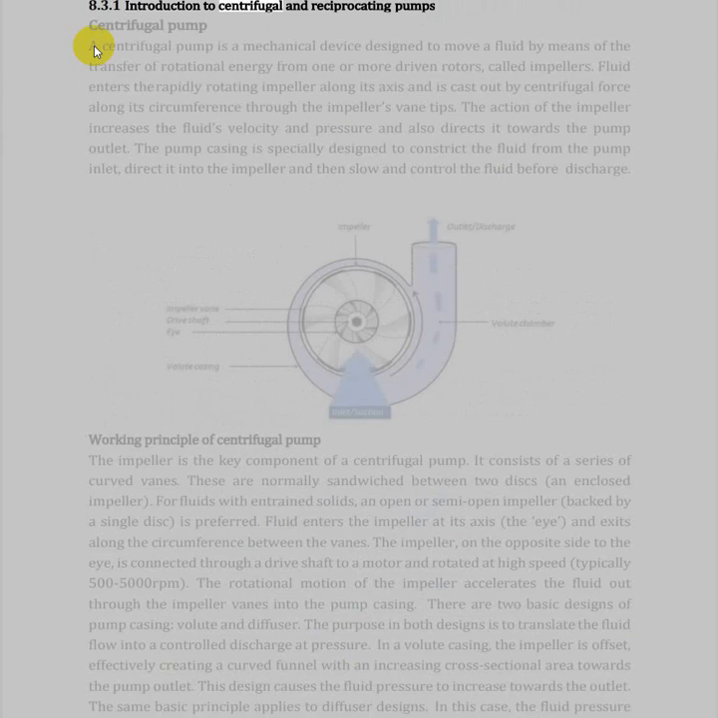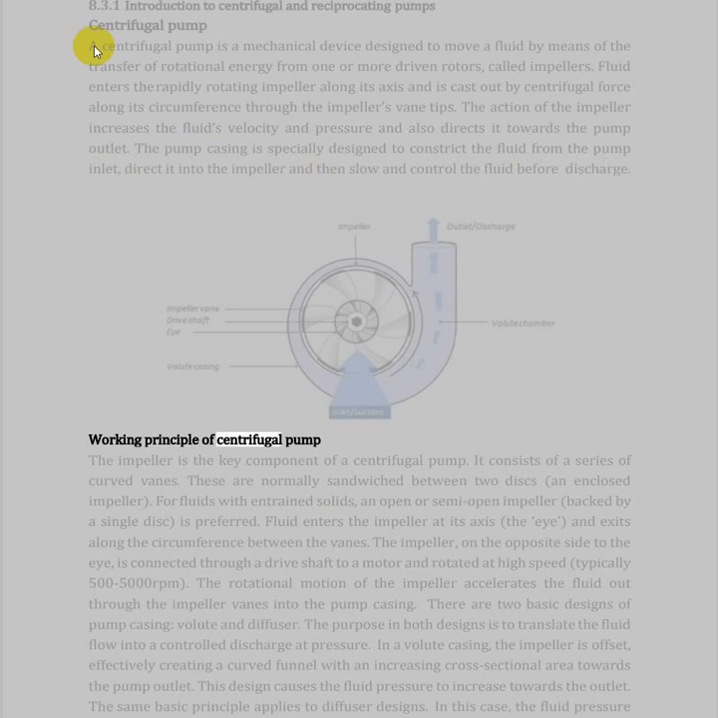8.3.1 Introduction to centrifugal and reciprocating pumps. Centrifugal pump. A centrifugal pump is a mechanical device designed to move a fluid by means of the transfer of rotational energy from one or more driven rotors, called impellers. Fluid enters the rapidly rotating impeller along its axis and is cast out by centrifugal force along its circumference through the impeller's vane tips. The action of the impeller increases the fluid's velocity and pressure and also directs it towards the pump outlet. The pump casing is specially designed to constrict the fluid from the pump inlet, direct it into the impeller and then slow and control the fluid before discharge.